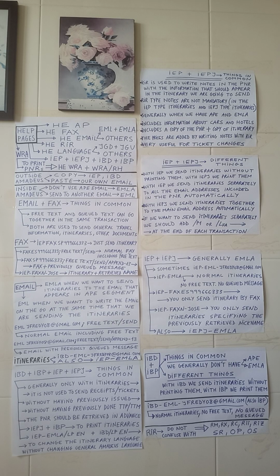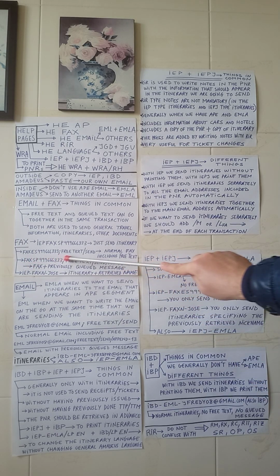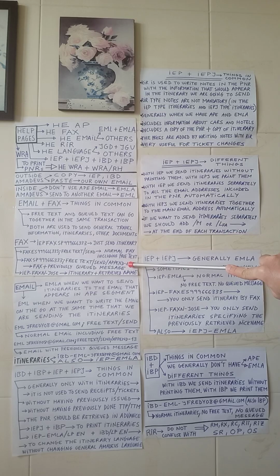The transaction you can see here allows sending general travel information in the form of a message with free text while simultaneously adding queued text, which is appended at the end of the transaction by writing the word append, followed by a dash and the number of the segment or queue in which the text that was previously written is found.